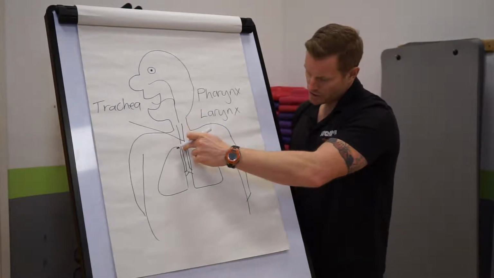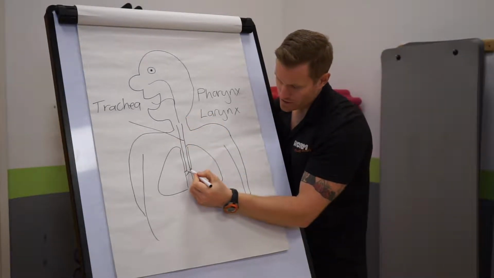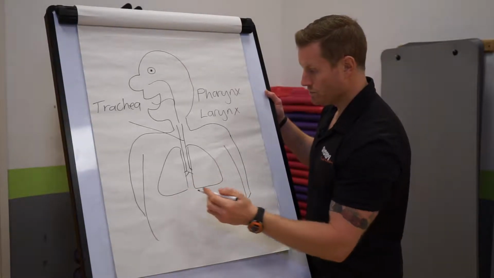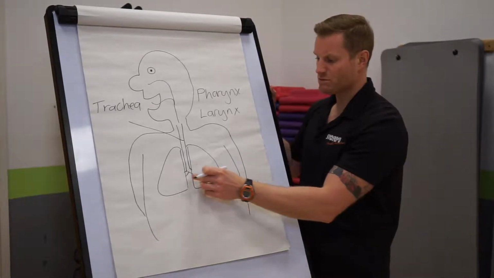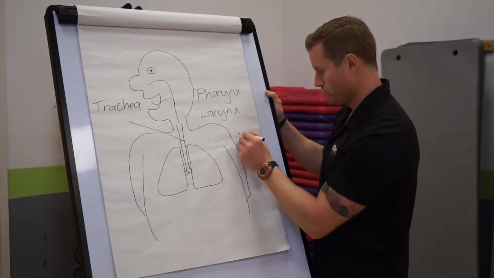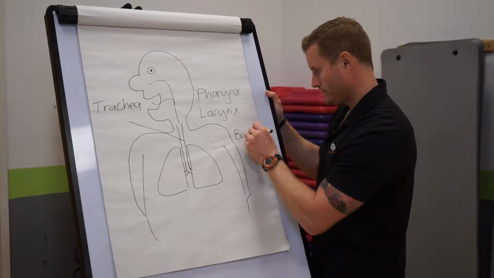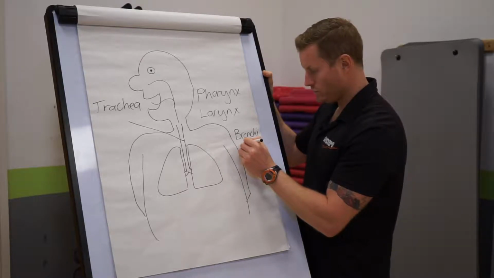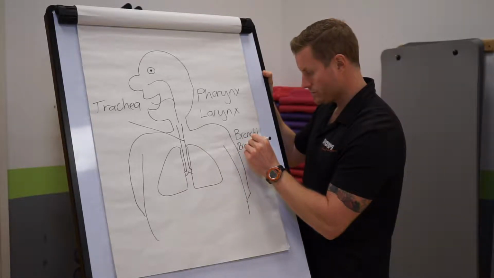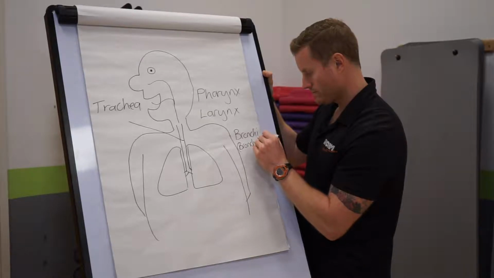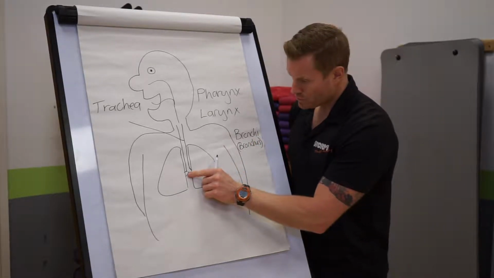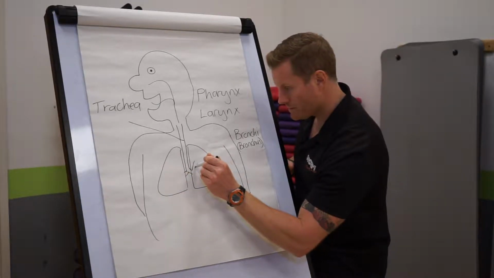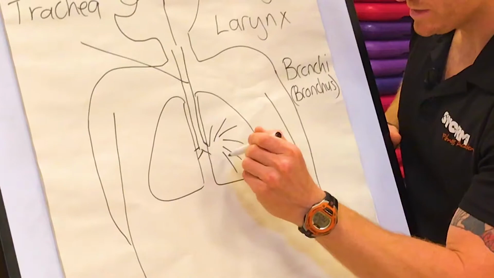So the air travels down the trachea. The trachea then splits into these two branches here. Those two branches are called the bronchi. Now bronchi is referring to both of them, so that's plural. Bronchi. If you're talking about just one of the branches, then we call that the bronchus. Now the bronchus and the bronchi, plural, they then divide up into lots of little branches within the lung.